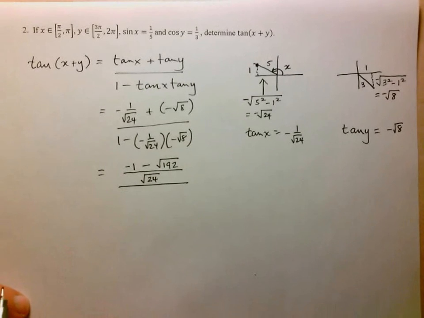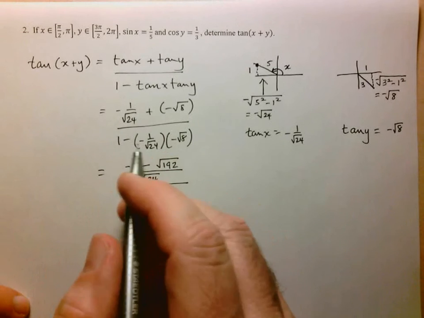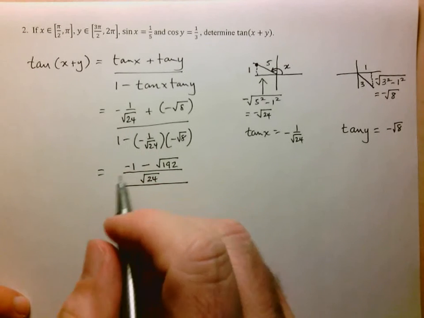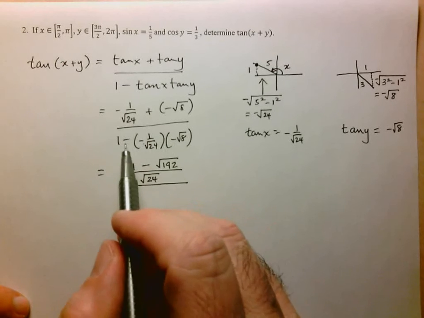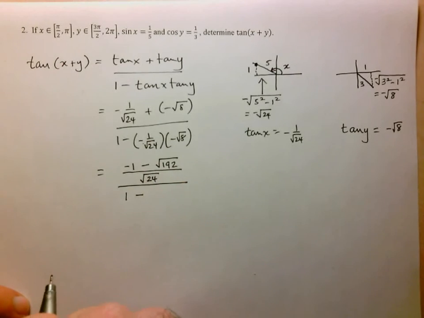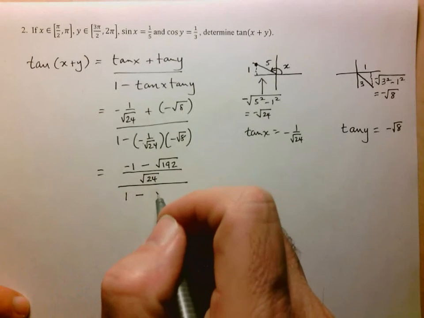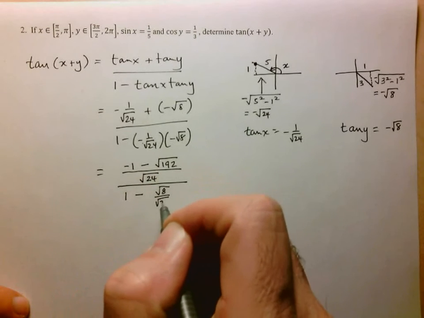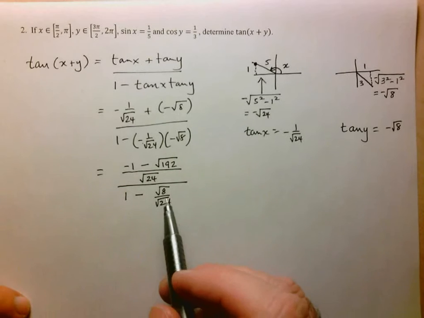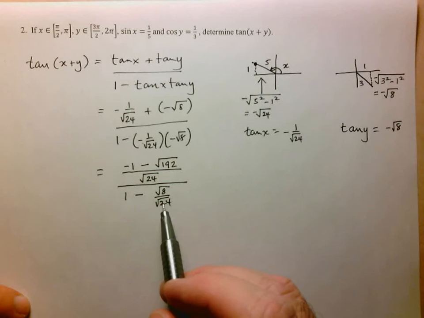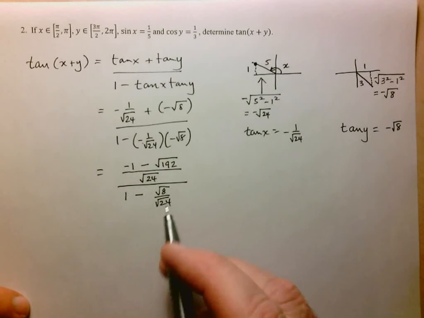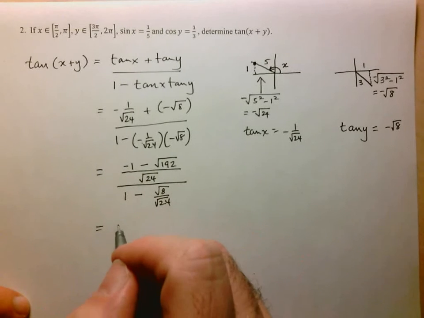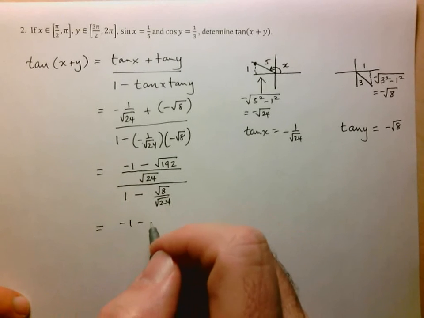Now I'm going to take care of the denominator. Let's simplify a little first. These two multiply to be a positive number, and I'm subtracting a positive number, so this is going to remain a subtraction. And here this is going to be root 8 over root 24. Normally I would simplify this fraction, but I notice that I've got a root 24 in the denominator up here, so I want to keep this denominator of root 24. That'll end up being helpful for me.